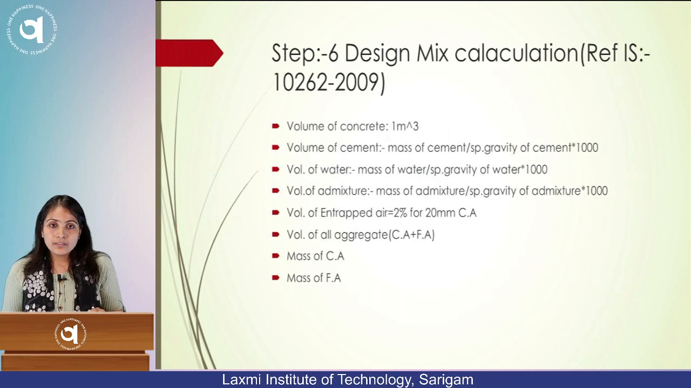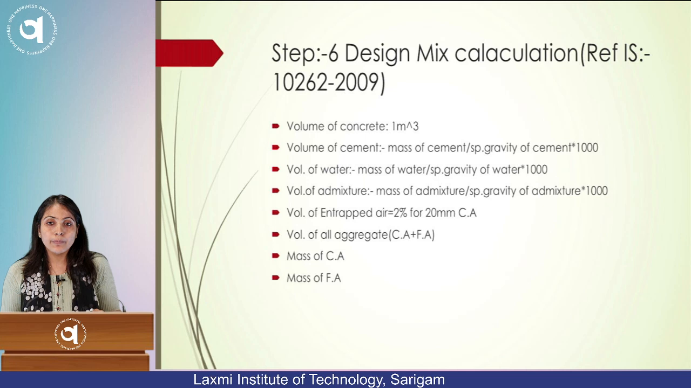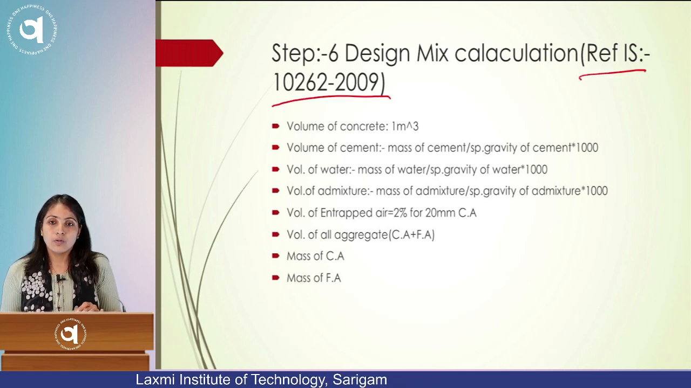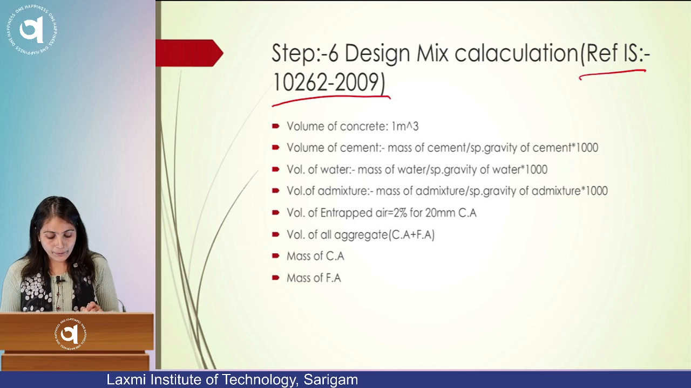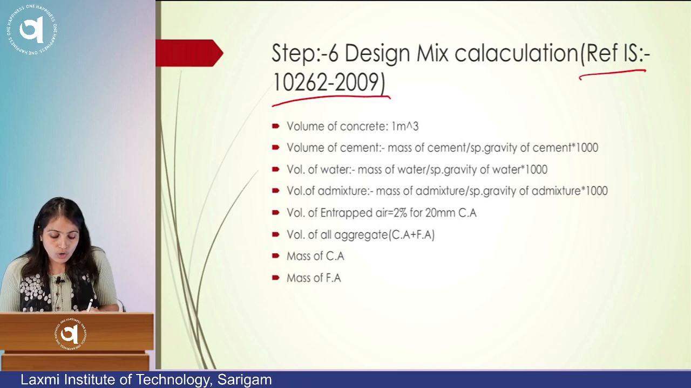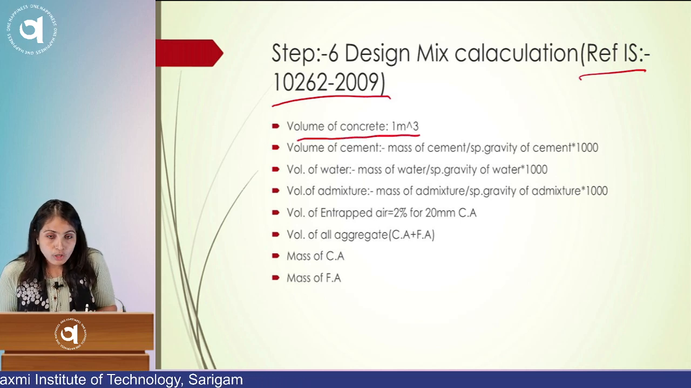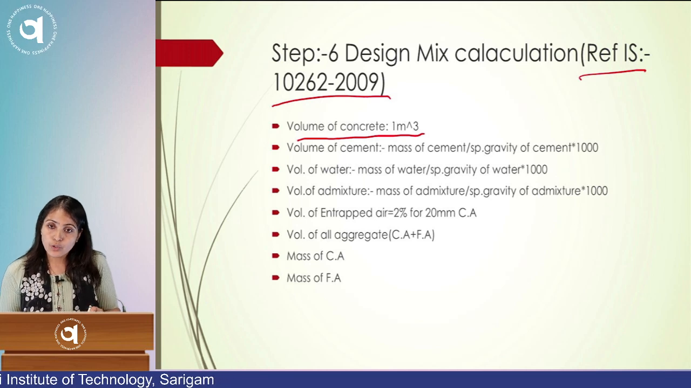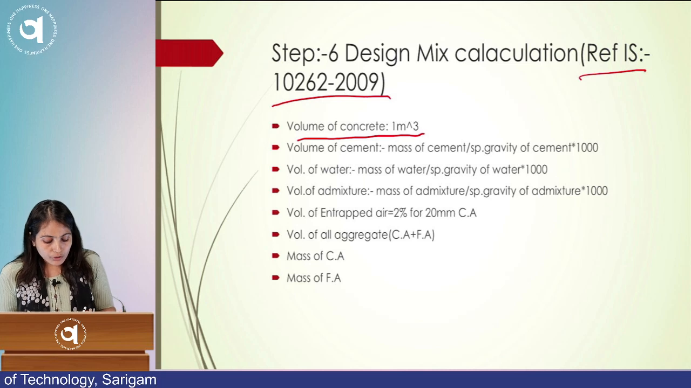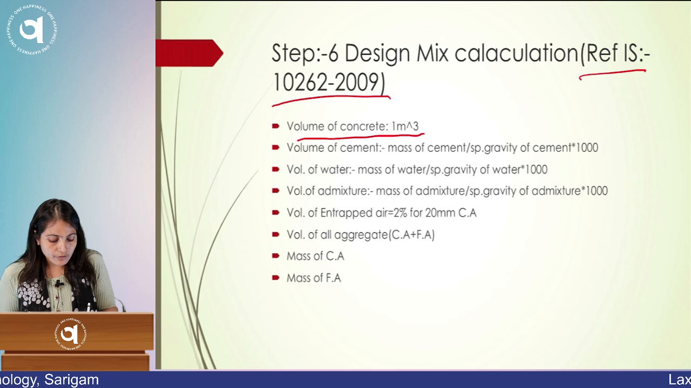Now the last step is we have to design our mix calculation with reference to IS 10262:2009. We have to design every ingredient of concrete based on volume of concrete. Our volume of concrete is 1 meter cube. Based on this we have to take the volume of each ingredient. So what is your volume of cement? Your volume of cement will be the mass of cement divided by the specific gravity of the cement. So what is your mass of cement?